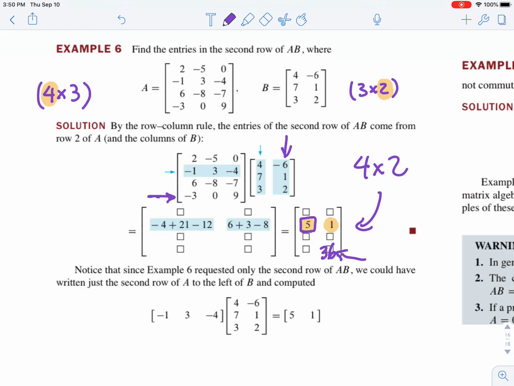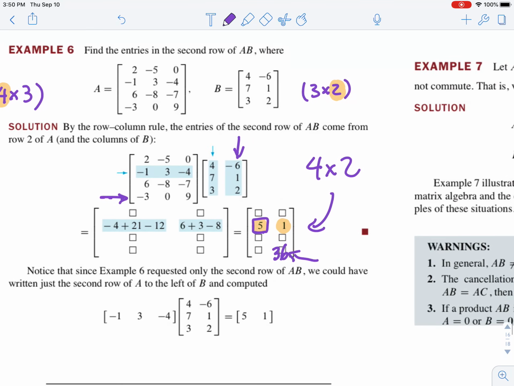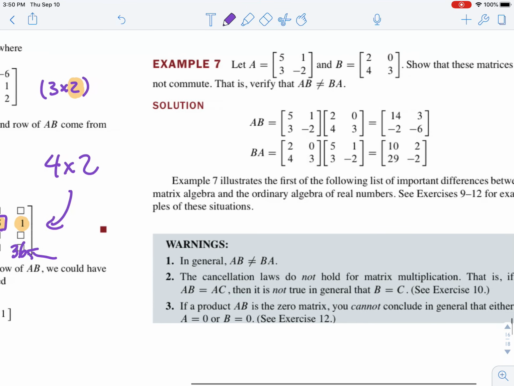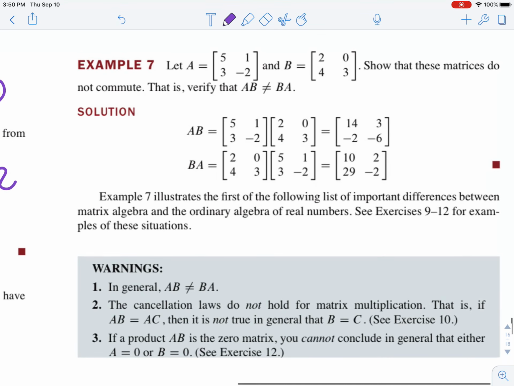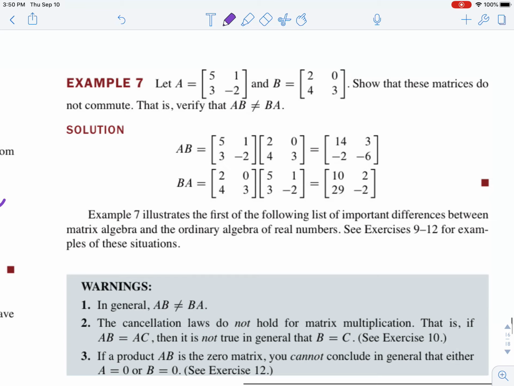Now you're right, this can take some time. This product had 8 entries, so we'd have to do this procedure like 8 times. We'll get some practice doing this on the homework. Computers can be really helpful for doing this sort of thing. And so I want to end just with this last example here. And this may be a good time to pause the video and check some of these entries yourself.